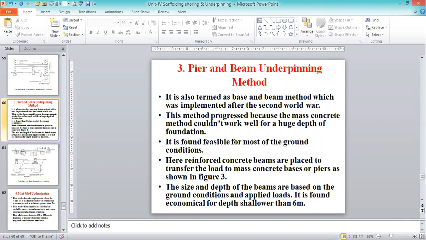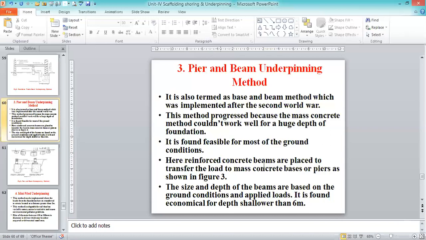It is also termed the base and beam method, which was implemented after the Second World War. This method progressed because the mass concrete method could not work. Mass concrete method is only for shallow treatment, but for a huge depth of foundation it could not work, it is not sufficient. That is the pit method. It is found feasible for most ground conditions.